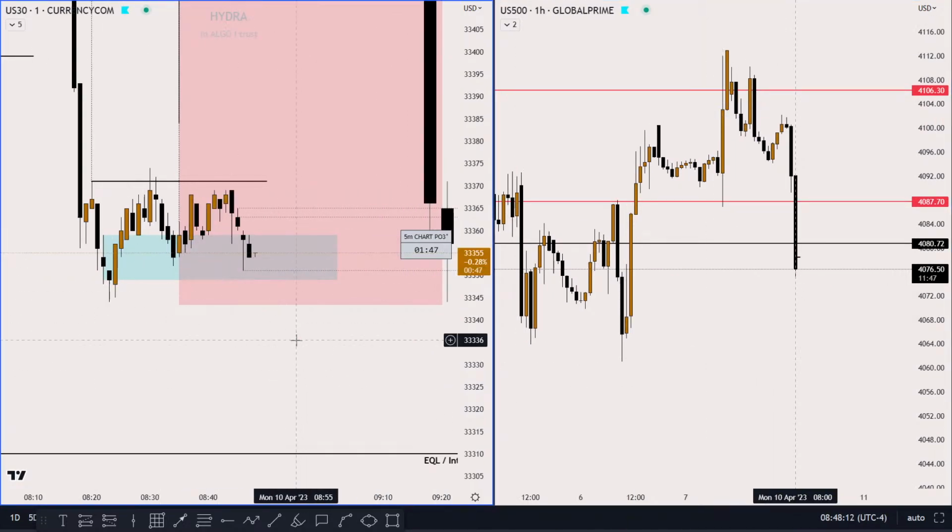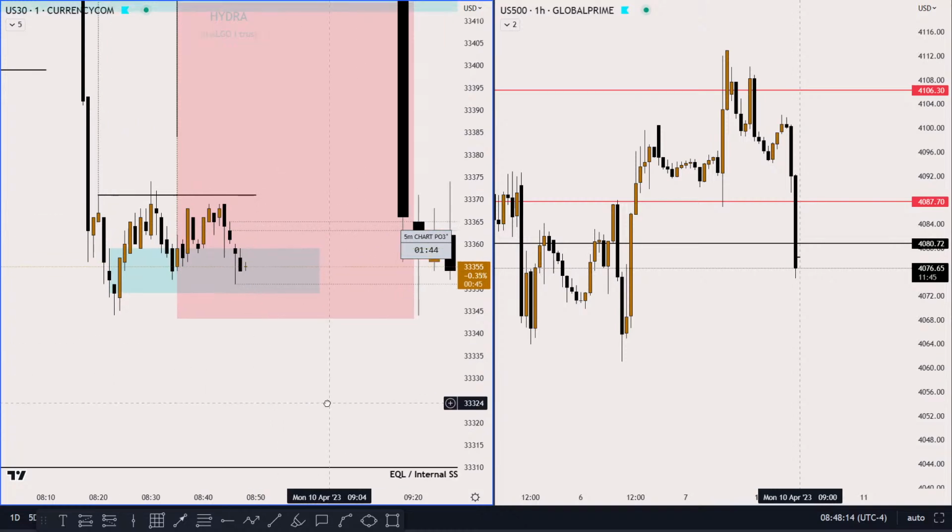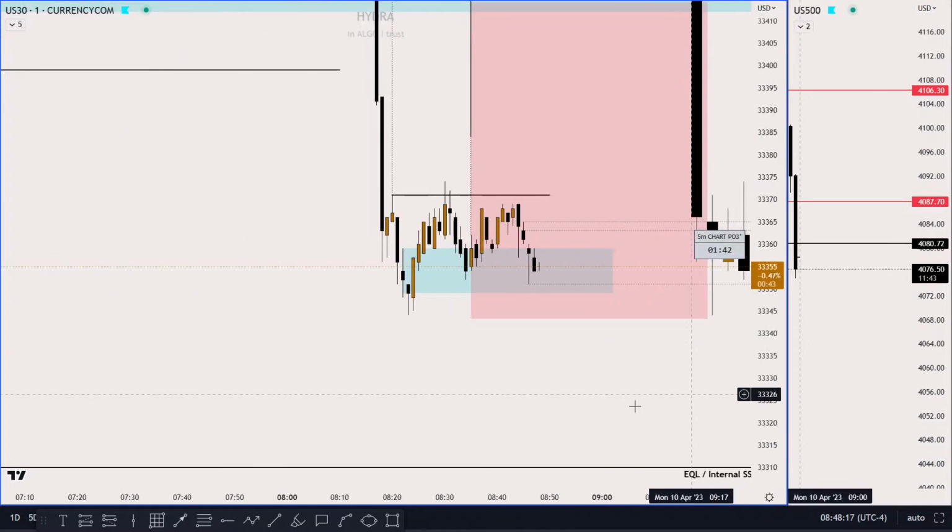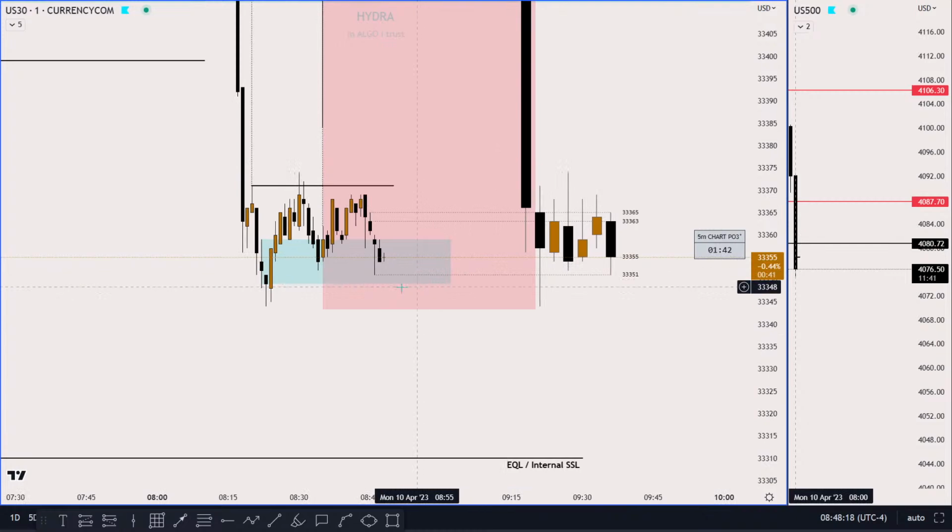But we are looking for a bearish scenario. We are looking for a setup. Let's see if price presents us any setup. I do not see any setup.